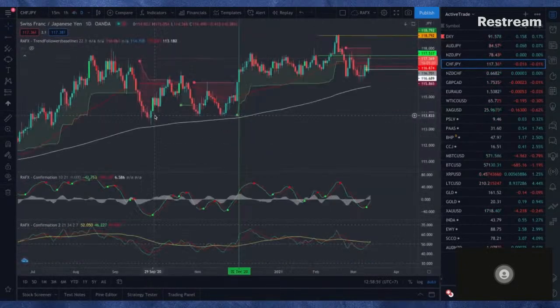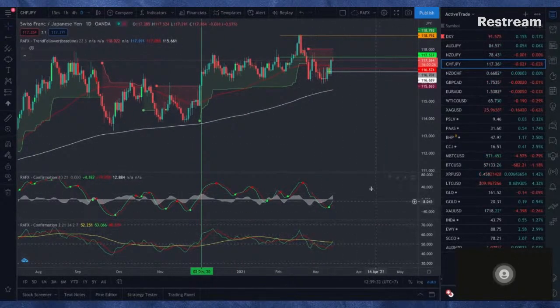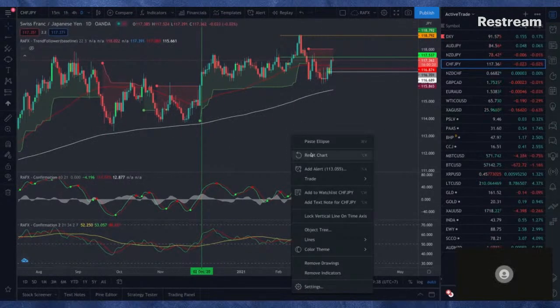Obviously I still need to hold, because the trend is still up and the indicators are still good for me. The trend follower indicator is good because the price is still above the baseline. And for RAFX confirmation 1, we just saw the long signal or the buy signal, which is this one here, and the confirmation 2 is still above, in the buy zone. So this is still good for me to hold the position.